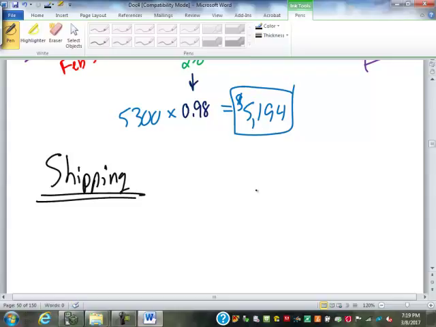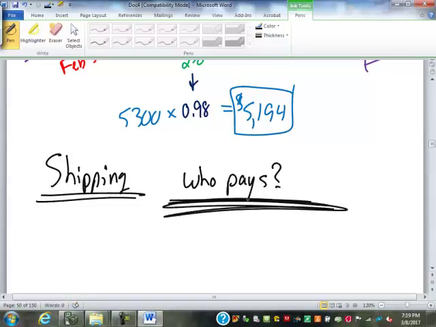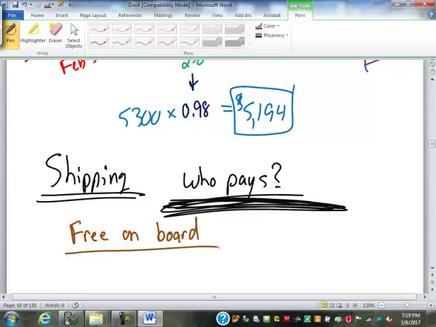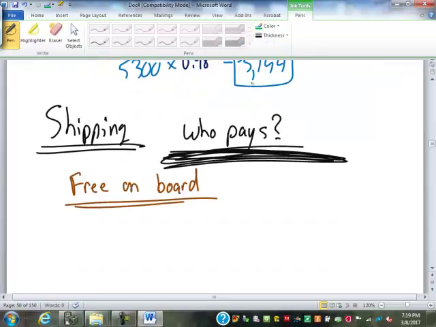Let's talk about shipping. The big question, who pays shipping? Well, this is defined in the sales contract. The term used, and I don't know why they do this, it's confusing, is free on board. And what they're doing is they're defining who doesn't pay. Free on board is going to be abbreviated FOB.